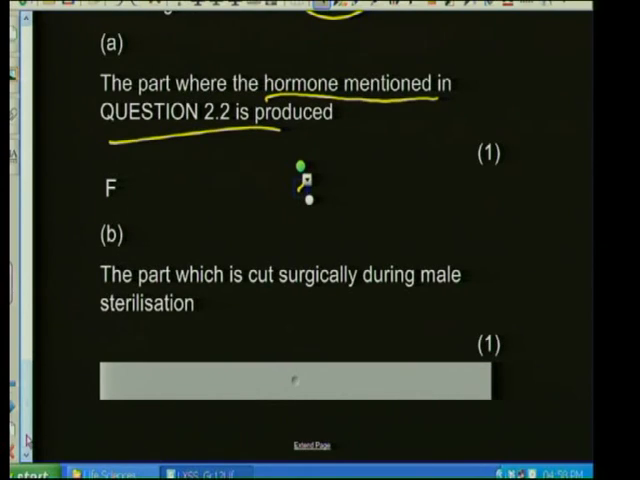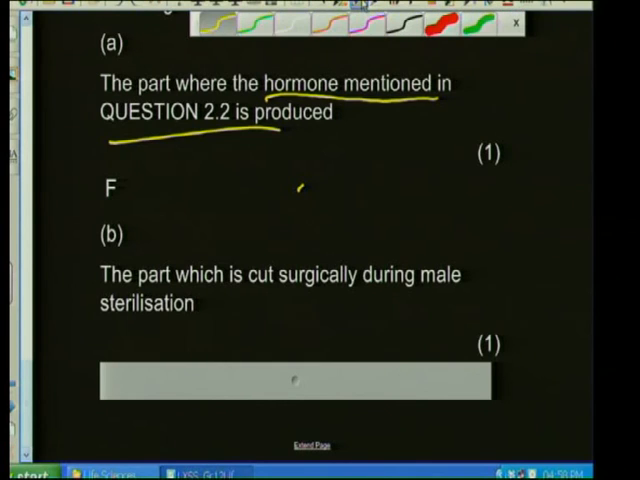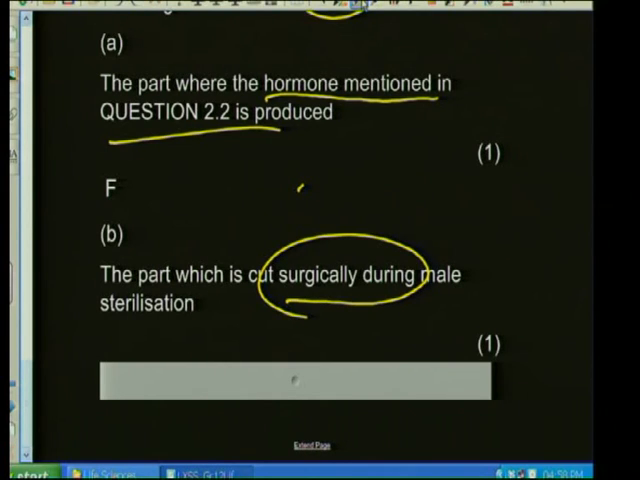The part which is surgically cut during male sterilization. What does this mean? Again, the revision purpose is not only to give you answers, so you write furiously the answers to the questions, but in the exam they don't ask you this question, they ask you something similar. So the idea is to get the skill to answer this in other contexts.